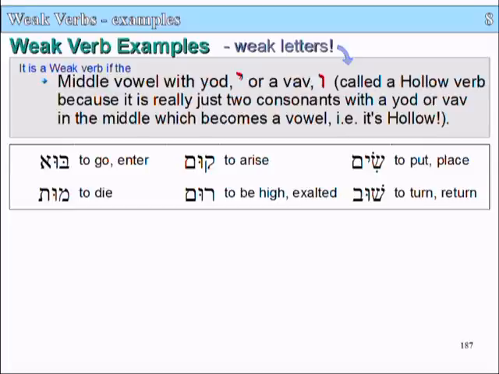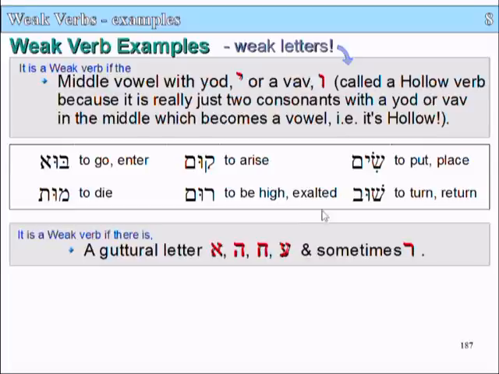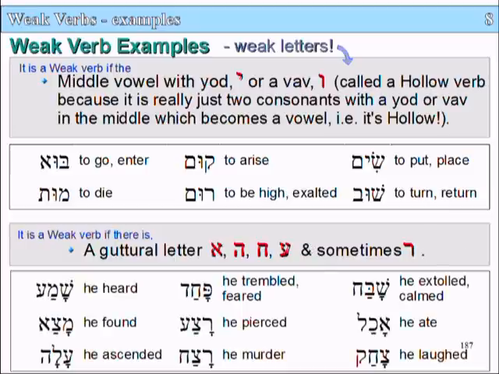Alright, another type of weak verb. It is a weak verb if there is a guttural letter, an aleph, a hey, a chet, an ayin, and very rarely sometimes a resh also. So let's have a look at some weak verbs according to this definition. Here we have the word for he heard, shamar, and it has an ayin. That's a guttural letter. So this is a weak verb.